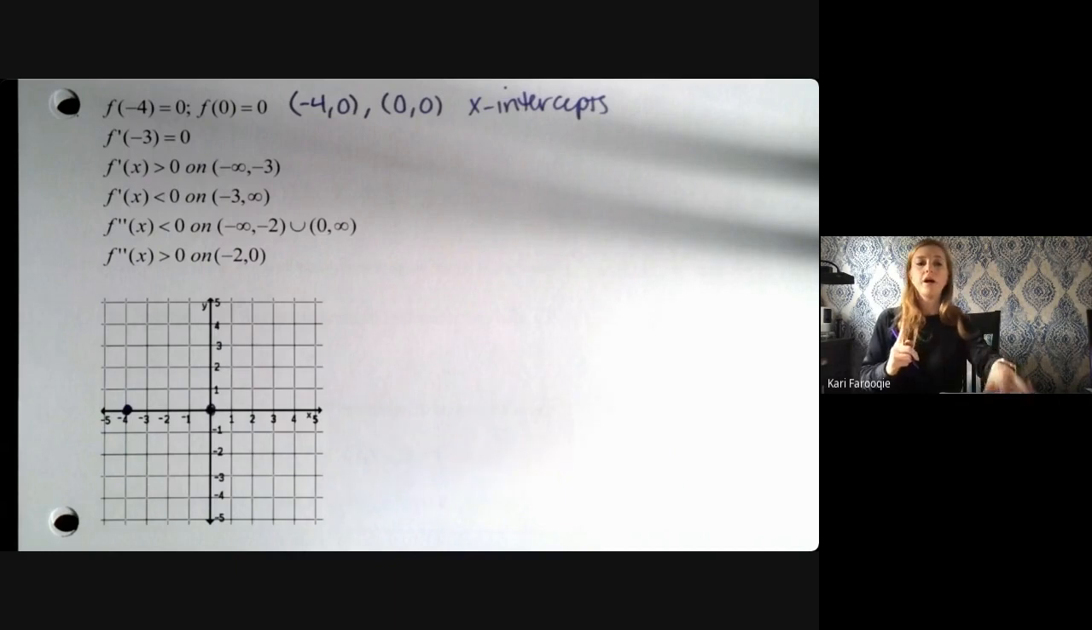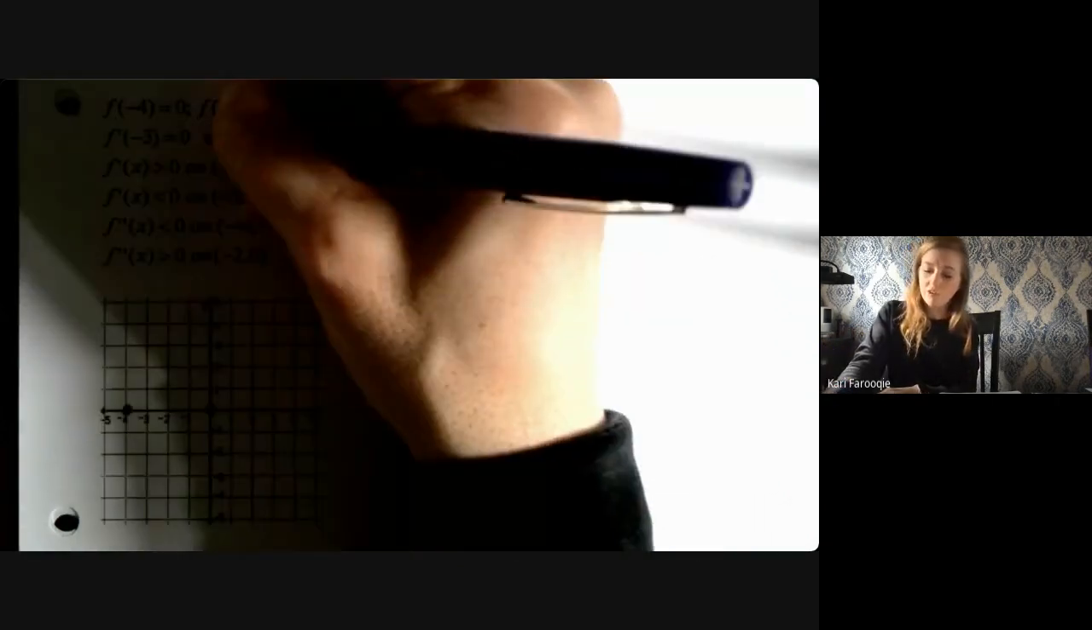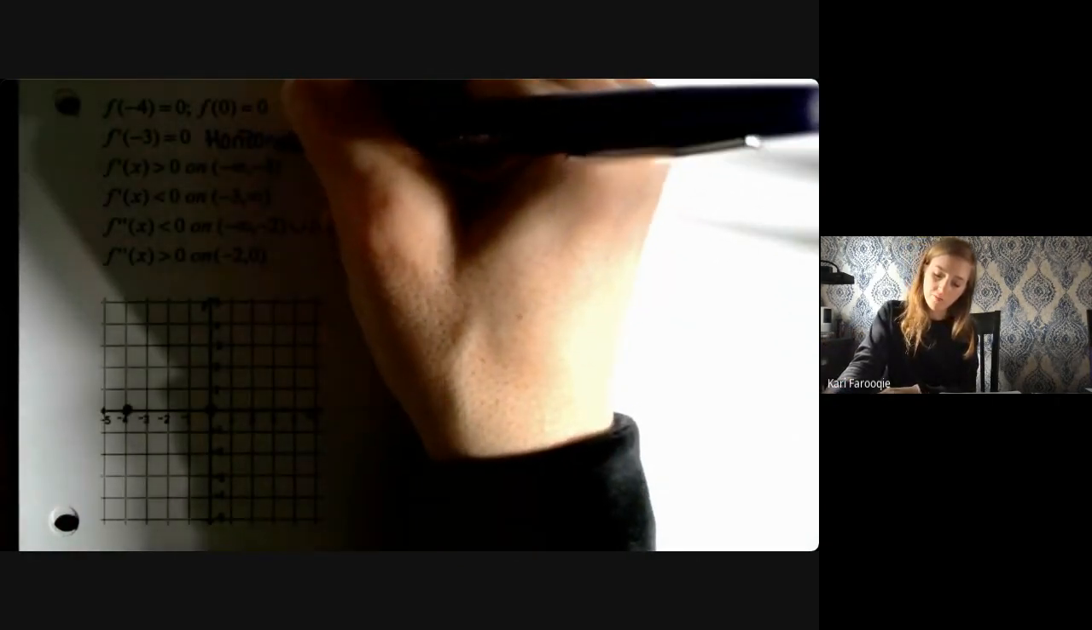And I know that f prime of -3 is 0. So that means that I have some sort of extreme value here, or at least I know I have a horizontal tangent line.